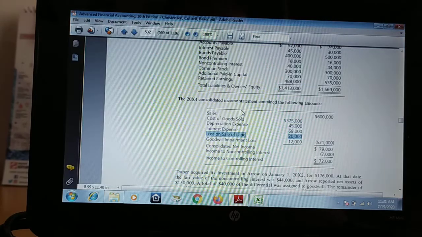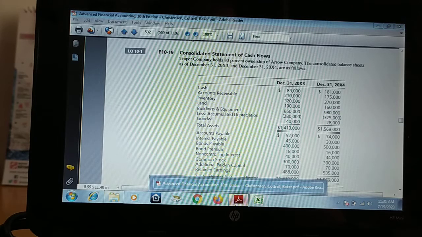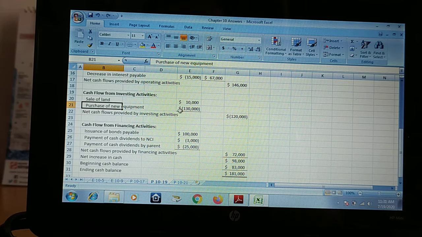And then we have the purchase of buildings and equipment. It increased by 130,000, so you directly put purchase of new equipment minus 130,000. So the net cash flow provided by investing activities is minus 120,000.